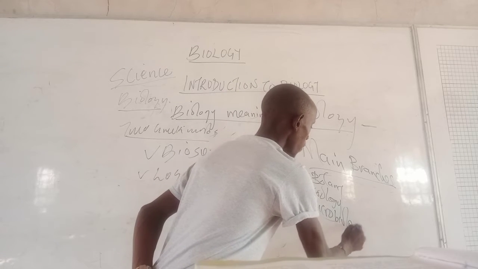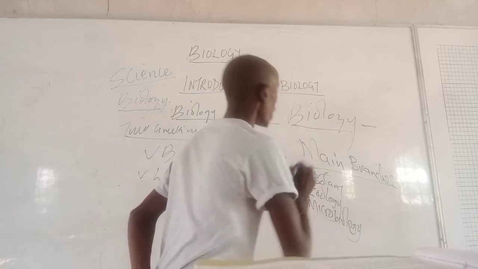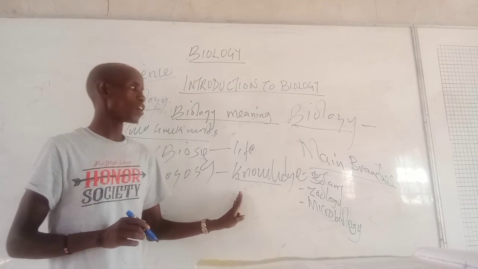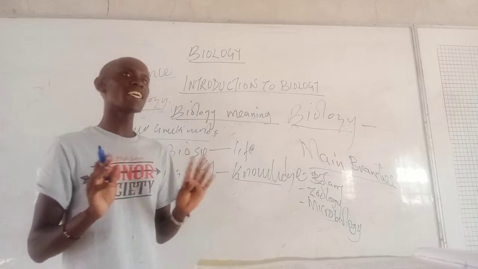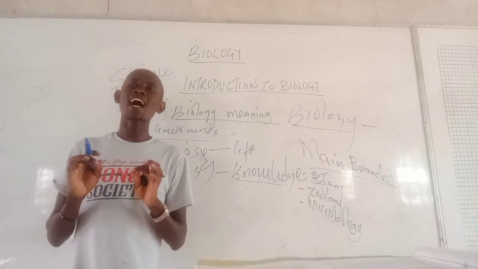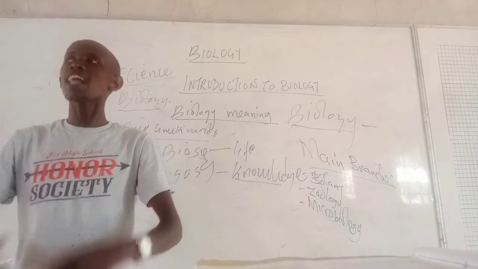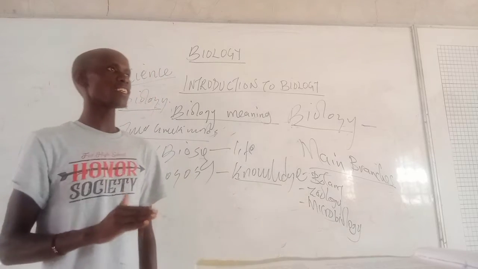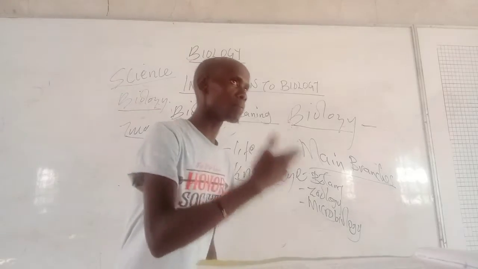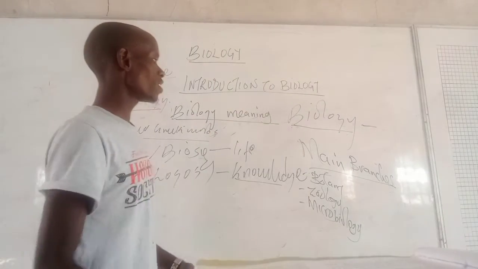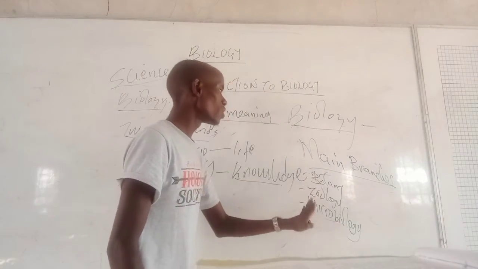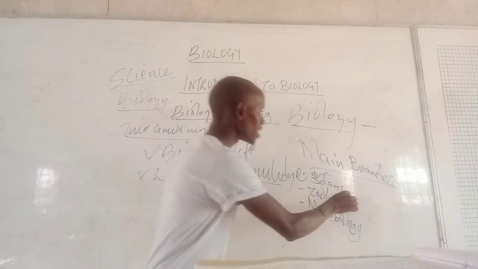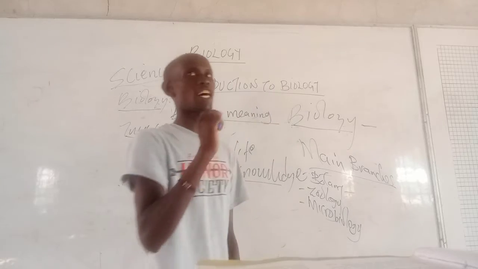Then we have microbiology. I want you to prepare yourself and tell me the definition of each branch. The branches are further categorized into two: the main branches and the minor branches. The main branches are botany, zoology, and microbiology. Then what is the definition of the term botany?